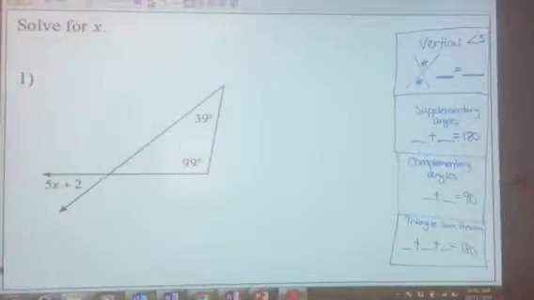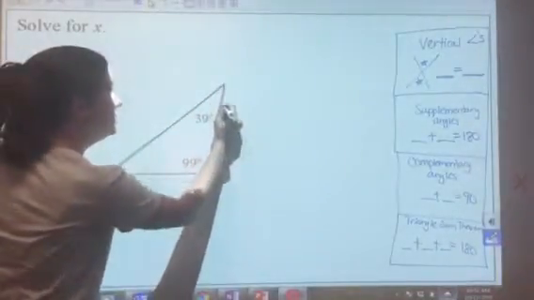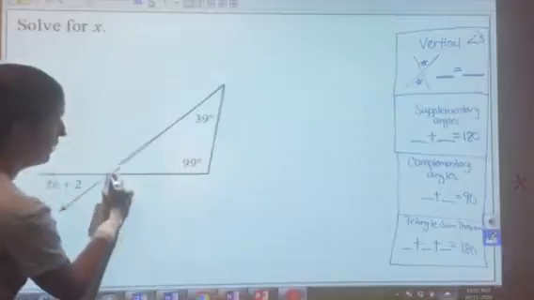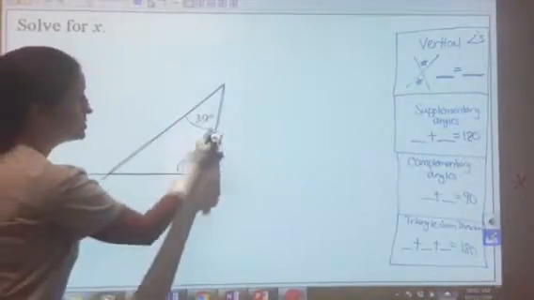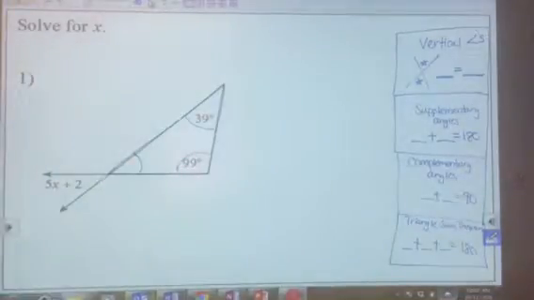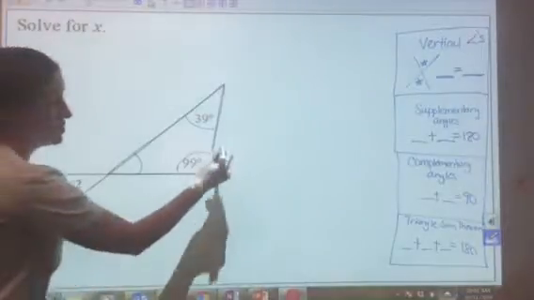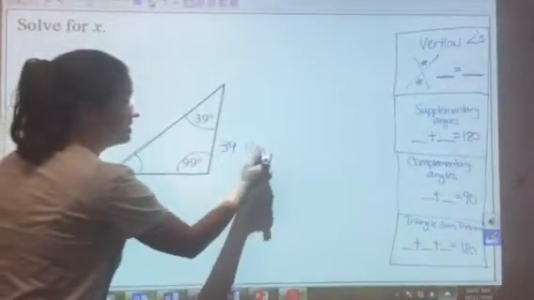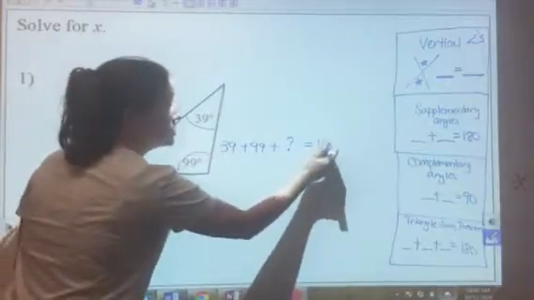First, I want to look for triangles. Do I see a triangle? What do we know about triangles? All three angles add up to 180. So that means that this 99-degree angle, this 39-degree angle, and this unknown angle have a sum of 180. Since there's only one missing, I can find that measure. So 39 plus 99 plus something equals 180.